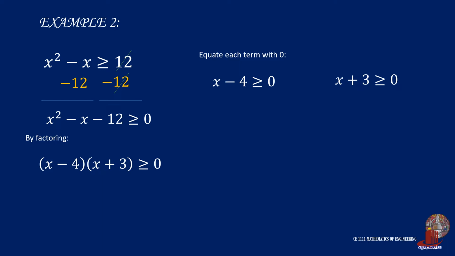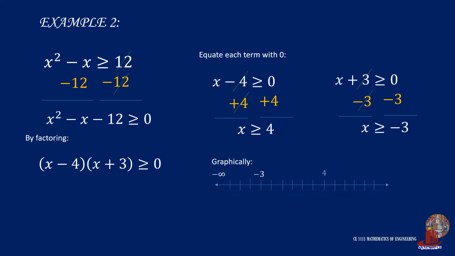So getting back to the former inequality, we add 4 on both ends to arrive at x is greater than or equal to 4. The other inequality will be subtracted with 3, so we get x is greater than or equal to negative 3. When we place the ranges on the number line, we would use closed circles on both negative 3 and positive 4.